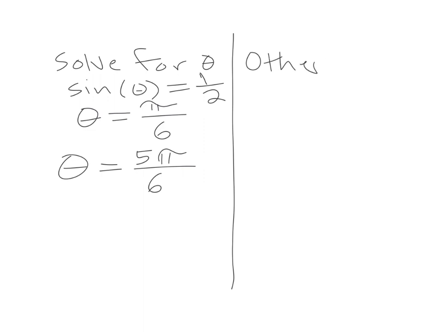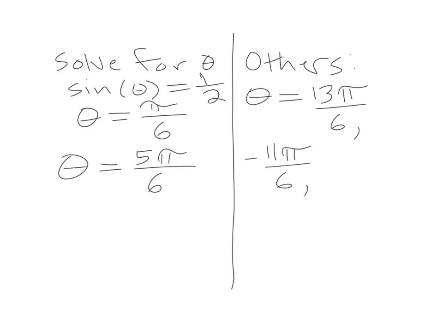But that's not all. So some other things that satisfy sine of theta equals 1/2 would be, let's say we went all the way around the unit circle and then another pi over 6, we would be at 13 pi over 6. Right? Let's say we went backwards, clockwise to pi over 6. That would be negative 11 pi over 6. If we went clockwise to 5 pi over 6, that would be what? Negative 7 pi over 6.